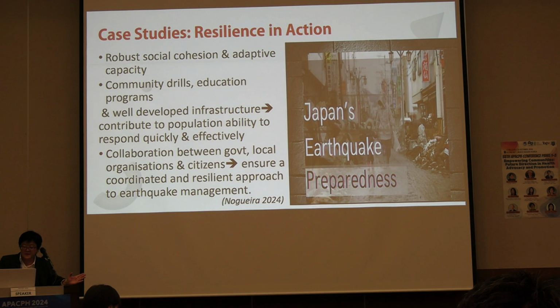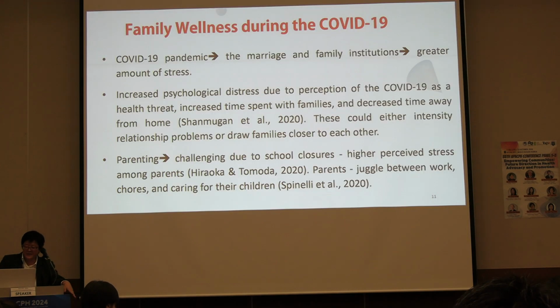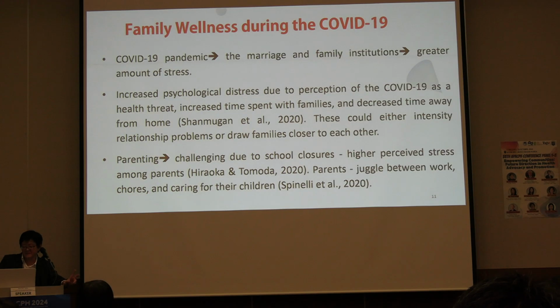And this is resilience in action, I won't go into it, I just focus on my Malaysia, since it's a Malaysian scenario. Right, now when we developed the whole family intervention itself, it is based on the effect of COVID-19. And of course, we are looking into the family institution, in marriage in the family institution. And due to the COVID-19 pandemic, the marriage institution is actually affected. And of course, it increased psychological stress due to the perception of COVID-19 as a health threat. Increased time spent with family, decreased time away from the home. And of course, the whole concept of parenting is affected during COVID-19.